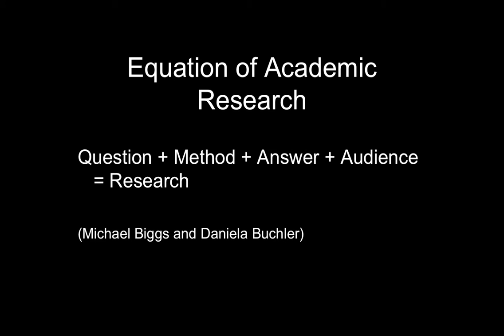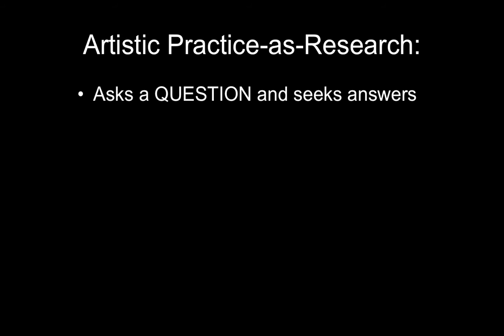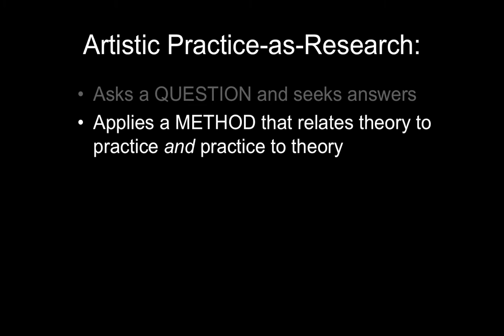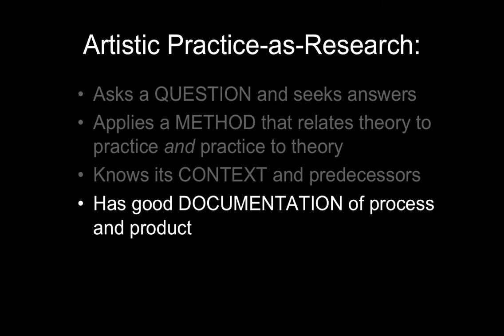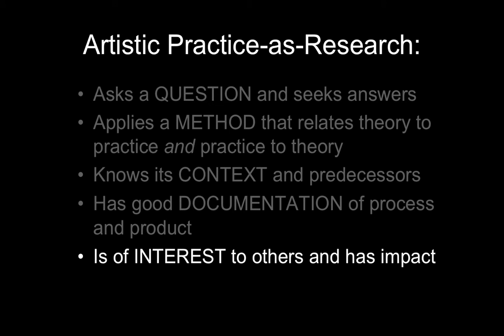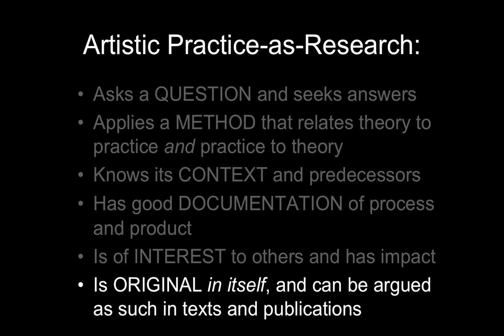In terms of artistic practice as research, here are some key points to bear in mind. Think of a question or questions. Apply a particular method that isn't just practical or instinctive, but also has a conceptual and theoretical underpinning. Ensure you know and can demonstrate in your writing about your art the histories, theories, contexts and practitioners in your field. Document both your process and your final product well. Try to ensure your work will be of interest to and have an impact on your audience. Consider how your work is original and ensure you're able to argue and articulate that in writing.